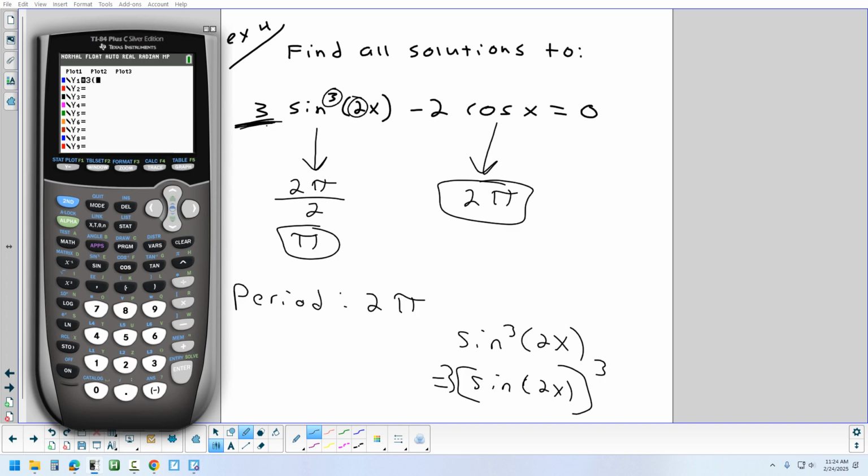So this is how we do it. 3 in parentheses, sine 2x. Close your parenthesis for the argument. Close it for the trig function, and then raise it to the 3rd power. I think it looks a little clearer when I do it with brackets, but the calculator just uses parentheses. And now the second part, just make sure you get out of the exponent, minus 2 cosine x. That's how it should look when you type it in.